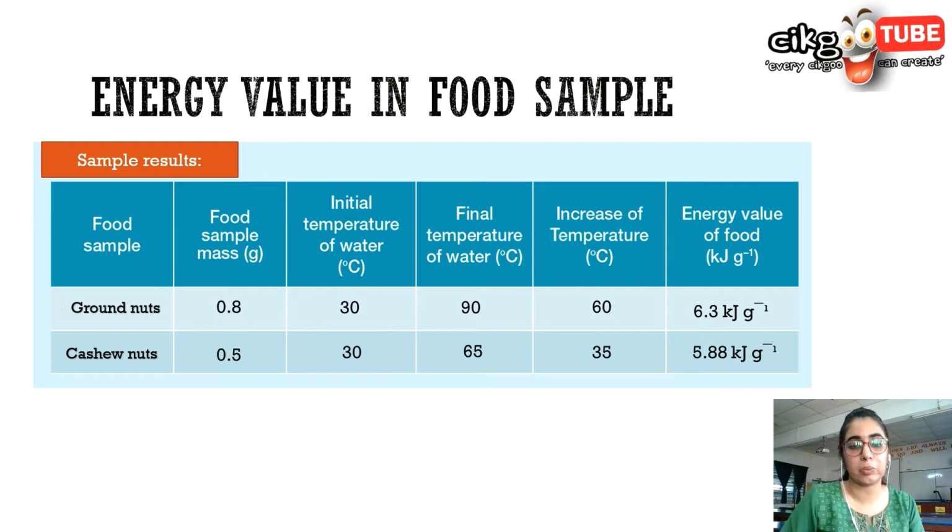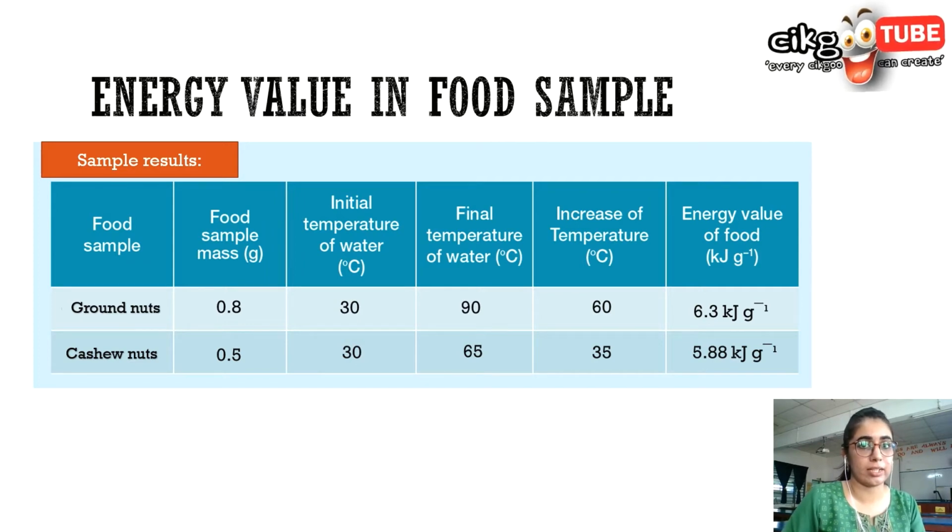Now when we calculate the energy value, we see that the groundnuts have a higher energy value compared to cashew nuts. So now the energy value of cashew nuts and groundnuts is actually the quantity of heat energy released from the complete oxidation of 1 gram of food sample.